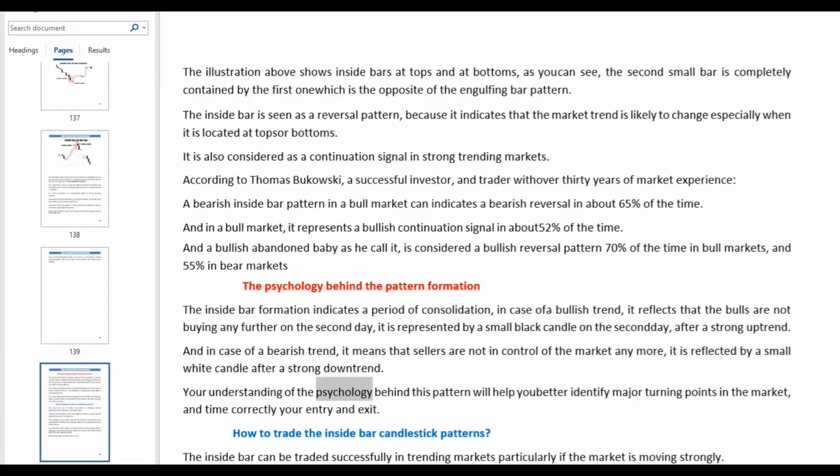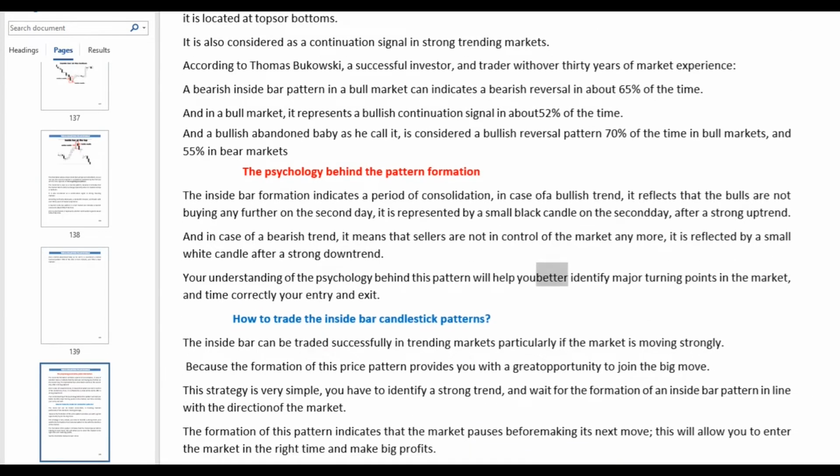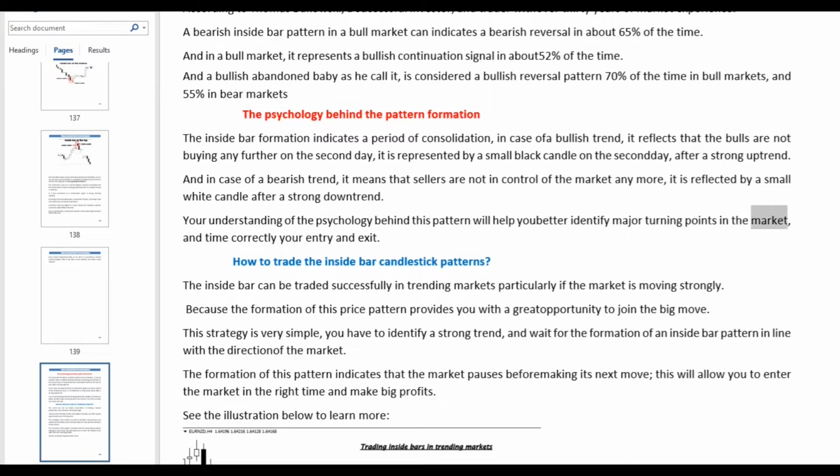Your understanding of the psychology behind this pattern will help you better identify major turning points in the market, and time your entry and exit correctly.